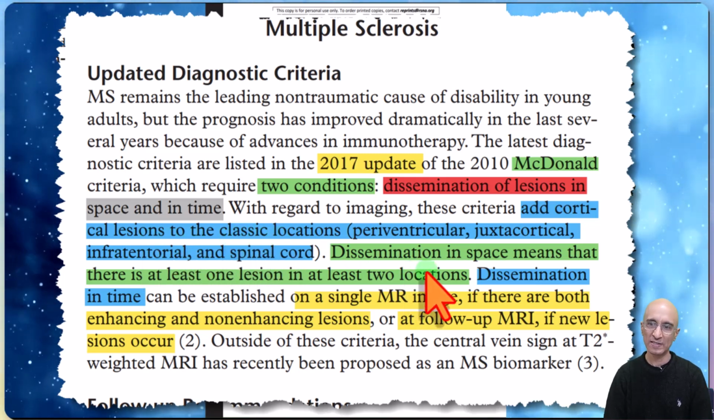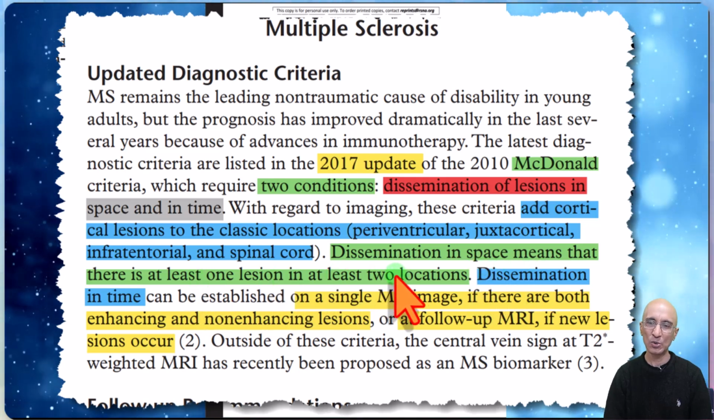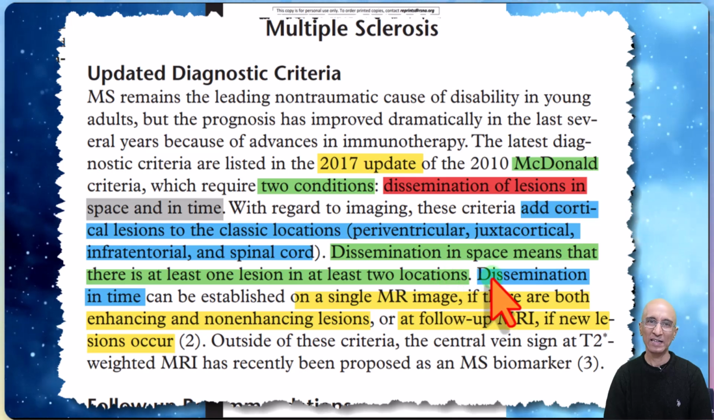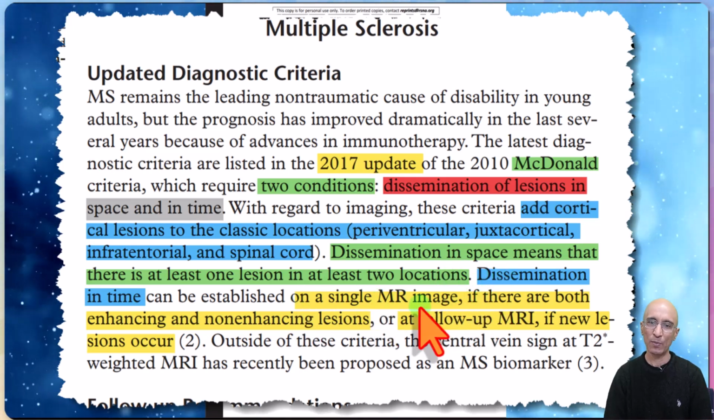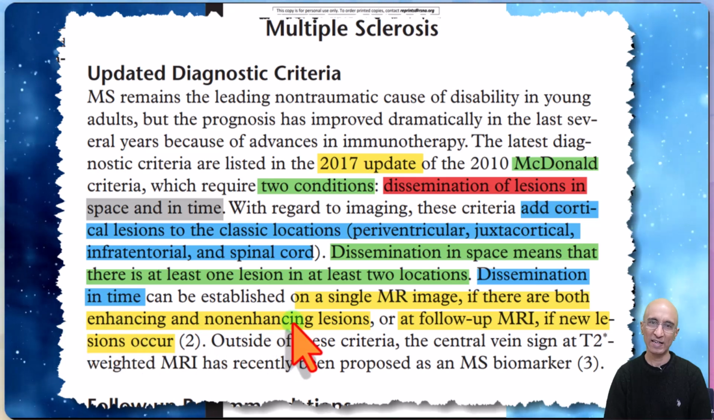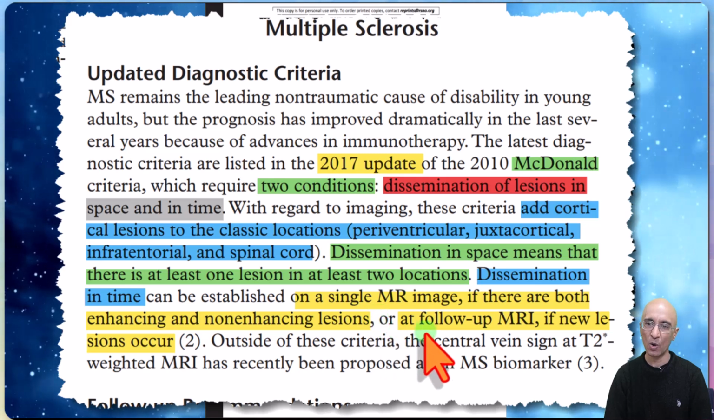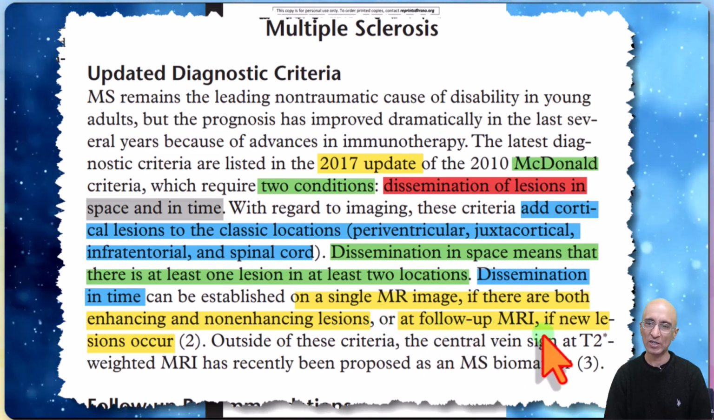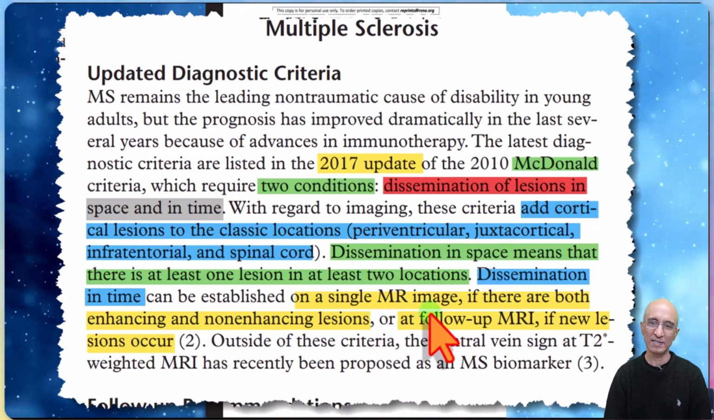In terms of dissemination in space, there has to be one lesion in two classic locations, and in terms of dissemination in time, on a single MRI, if we have both enhancing and non-enhancing lesions, which is what our patient had, it would meet the criteria. Or if there is a new lesion on the follow-up MRI, it would also meet the criteria for dissemination in time.